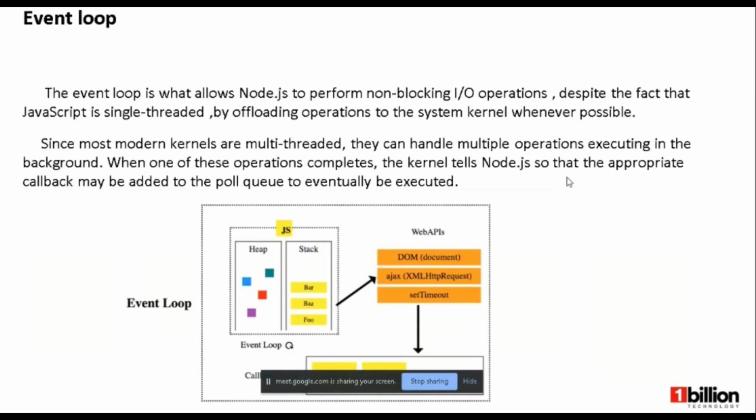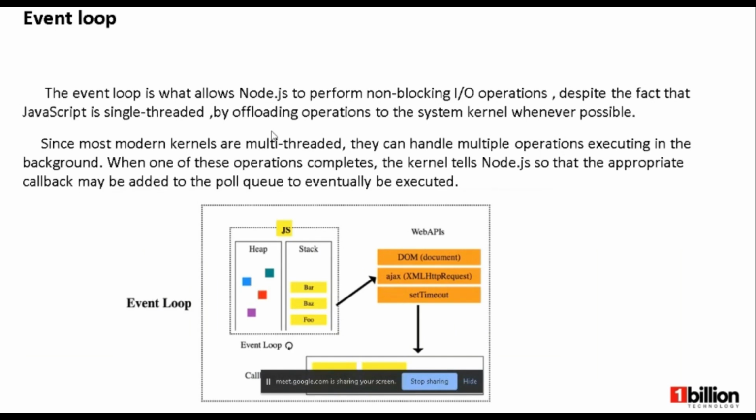The event loop is what allows Node.js to perform non-blocking IO operations, despite the fact that JavaScript is single-threaded, by offloading operations to the system kernel whenever possible. The diagram is about the event loop. It has a stack, heap, and callback queue. The stack is where all your JavaScript code gets pushed and executed one by one as the interpreter reads your program, and gets popped out once execution is done.